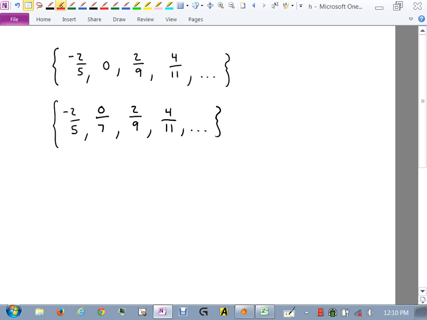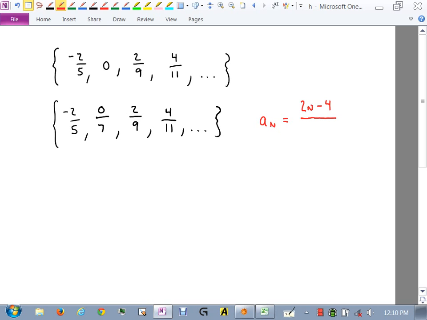So my sequence, a sub n, I need to create my numerator, which is even numbers starting with -2. How do I do that? 2n minus 4. 2n gives you the even starting with 2. 2n minus 4 gives you the even starting with -2.